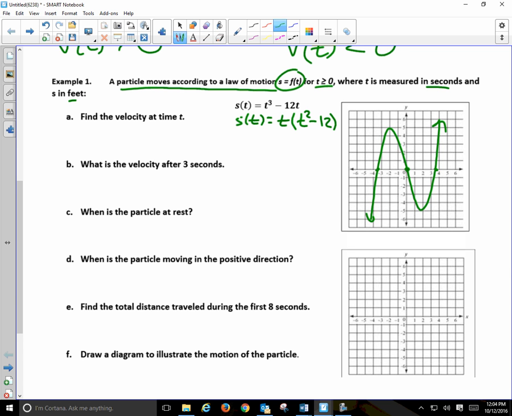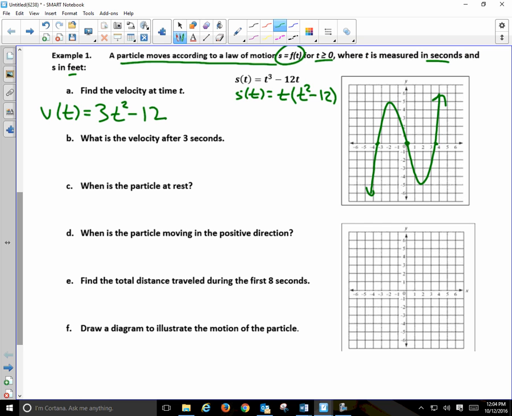All right, so part A, super easy. Find the velocity at time t. What do I do to the position function in order to find the velocity? Find the derivative. So velocity is equal to the derivative of the position function: 3t squared minus 12. Isn't it great that we took the derivative that easy? We didn't have to do the limit as h goes to 0 of f of x plus h minus f of x over h. We're done with that. Okay, let's graph the velocity function. We have s of t here, and then we're going to do v of t.